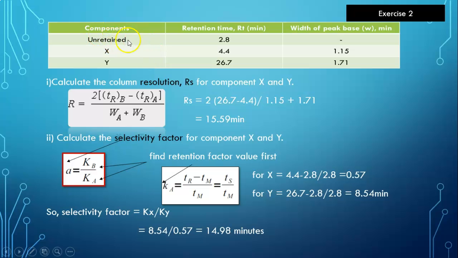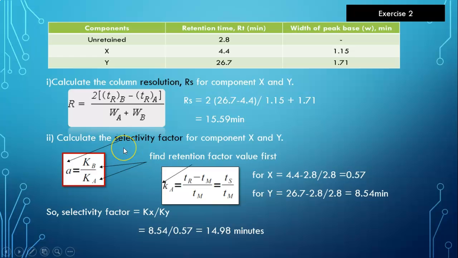So what is the unwritten value here? The unwritten value is actually the dead time or void time, which shows a peak at 2.8 minutes. If the question asks you what is the dead time on this table, you can straightly mention that the value of the retention time for the dead time is 2.8 minutes.